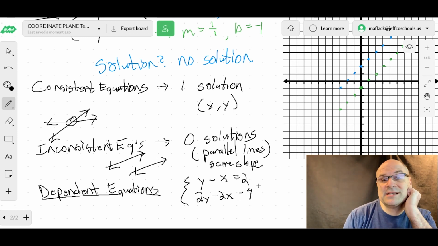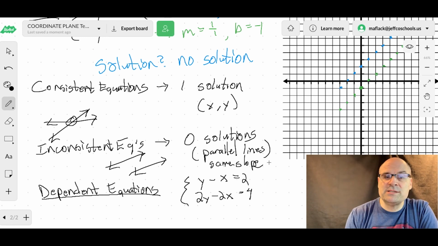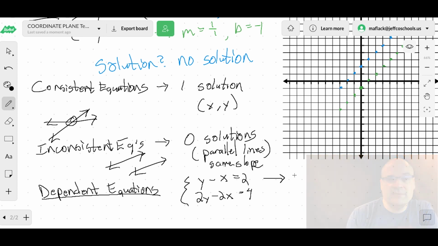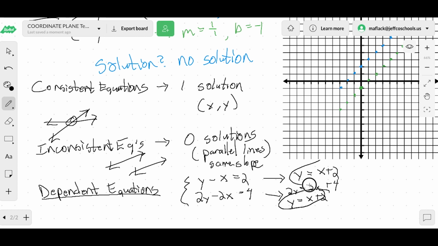So the first step to solving by graphing is to put these in slope-intercept form. Slope-intercept form is just y by itself. So y equals x plus 2. And if you get this y by itself, you get 2y equals 2x plus 4. And then if you divide everything by 2, y equals x plus 2. So if you look at these 2 equations, they're the same. So when you graph these 2 equations, they're just going to be on top of each other.